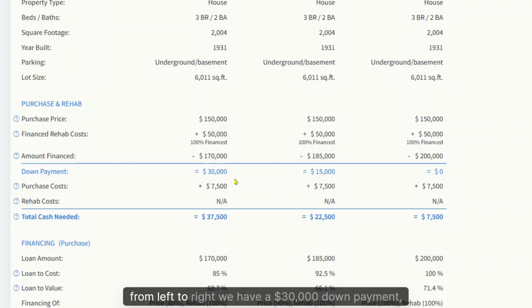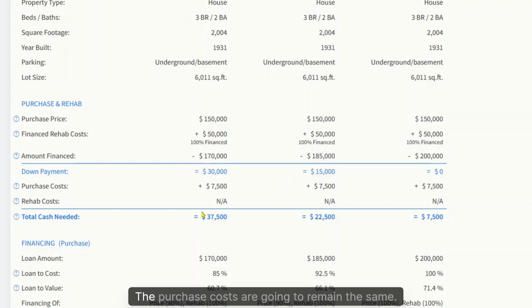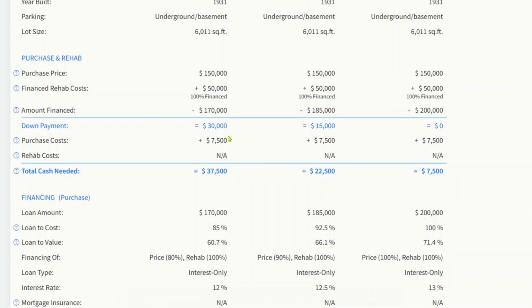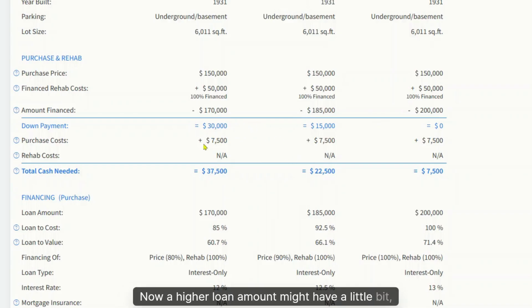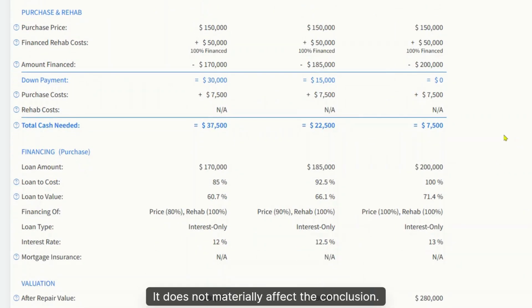So again, from left to right, we have a $30,000 down payment, a 15, and a 0. The purchase costs are going to remain the same. Now, a higher loan amount might have a little bit of an uptick in the purchase cost, but for simplicity, we'll keep this the same. It does not materially affect the conclusion.